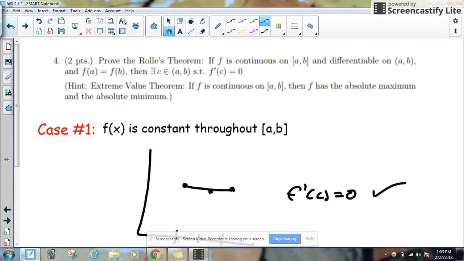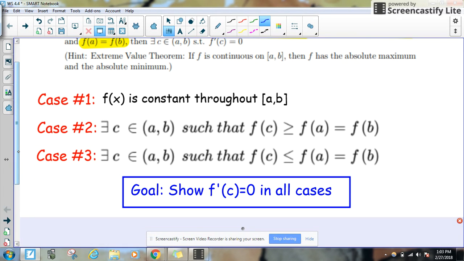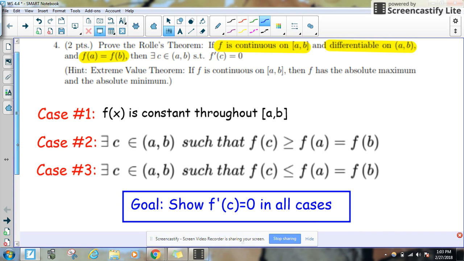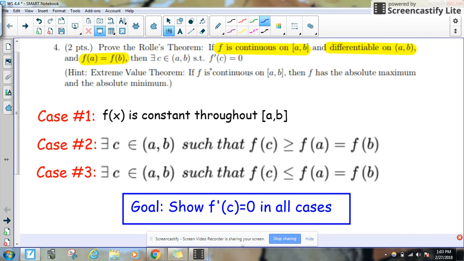So if we go back to the original proof, since f prime of c is equal to 0 in all three of these cases, then my conclusion must be true that f prime of c must equal 0.